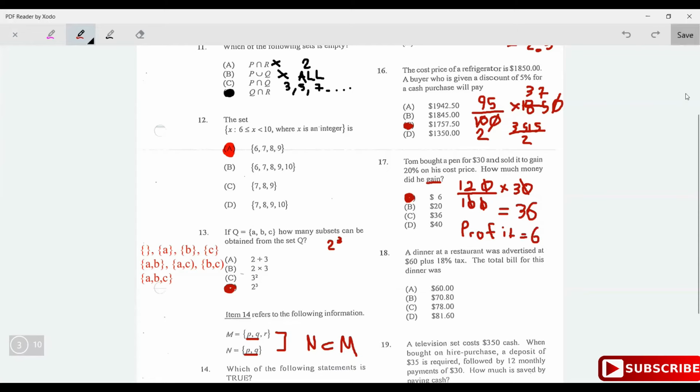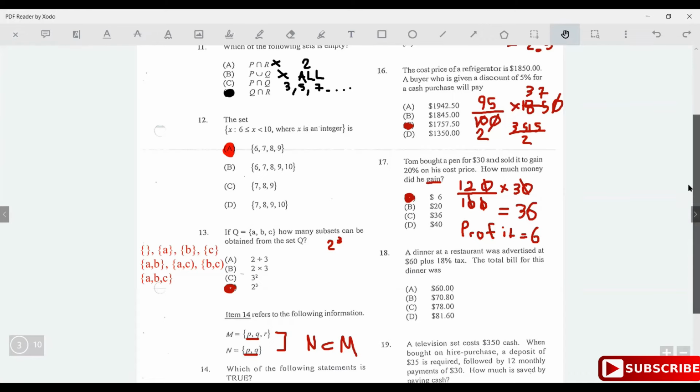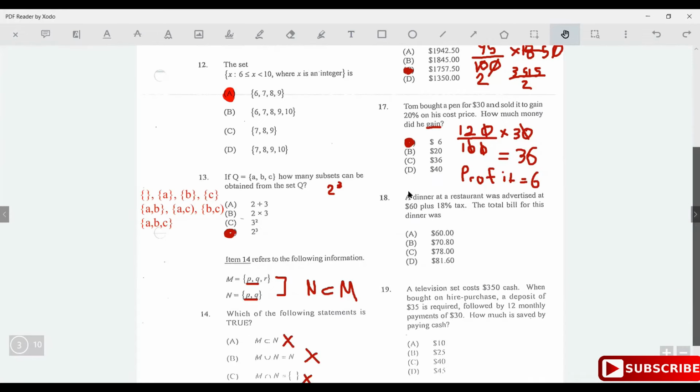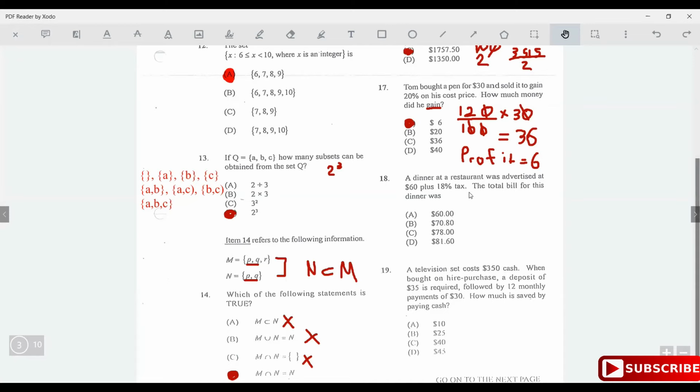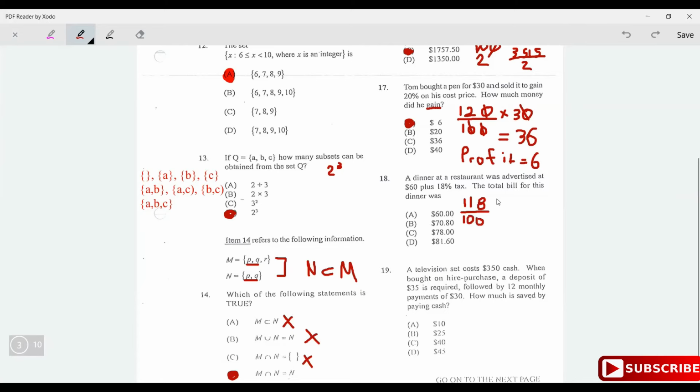Question 18. Question 18 says, a dinner at a restaurant was advertised at $60 plus 18% tax, which is crazy. 18% is way too much tax. And it says the total bill for the dinner was, well, if you're taxed 18%, then you're paying 118% of the cost price. So you're paying 118% of $100, and 118 divided by 100, you multiply that by 60, because that was the original bill, and you work this out to find out what's the new bill.